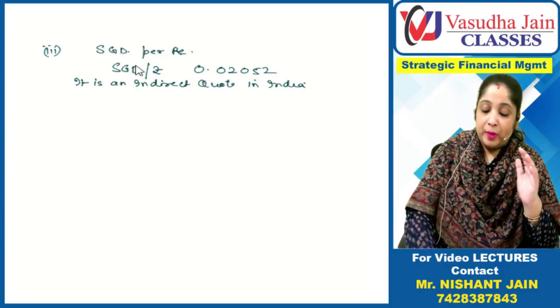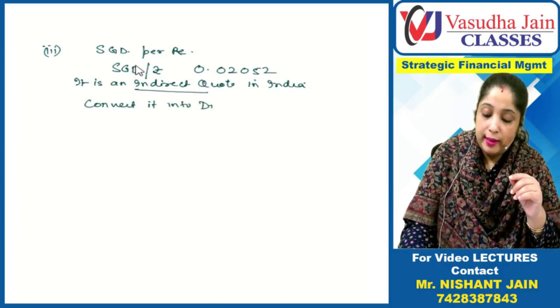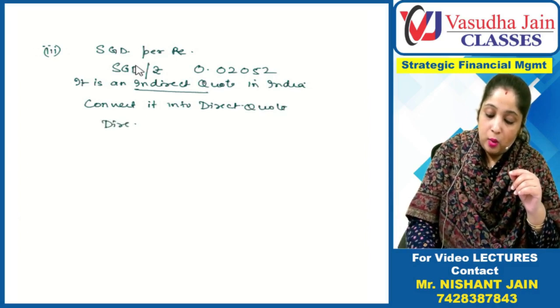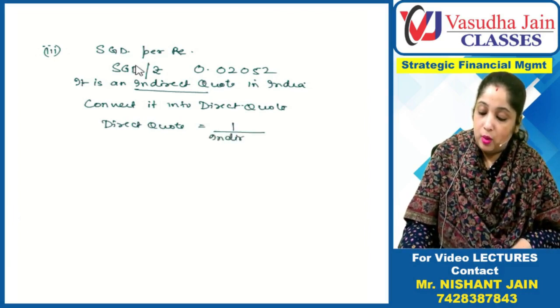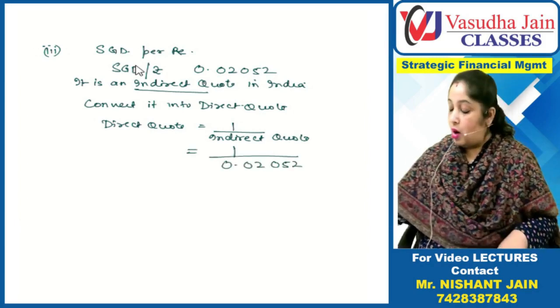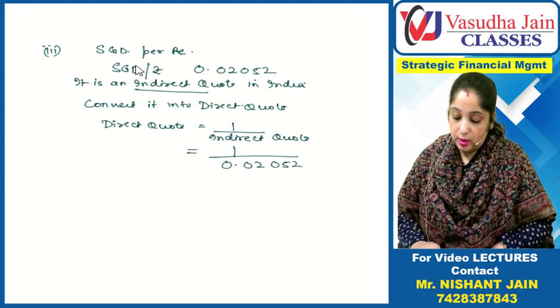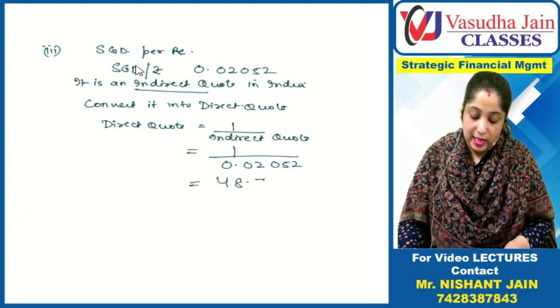Understand? Okay. Now it is an indirect quote, so we convert it into a direct quote. How do we compute a direct quote? Very simple. Direct quote is equal to 1 upon the indirect quote. So 1 upon 0.02052. 1 divided by 0.02052 comes out to be 48.73.